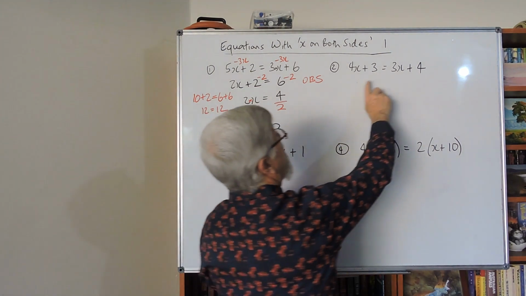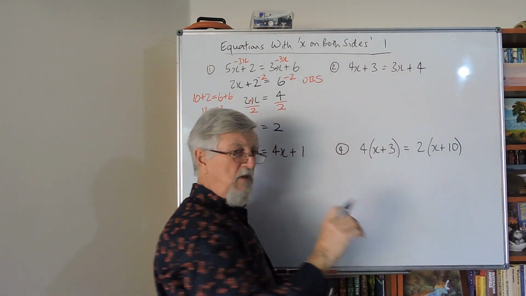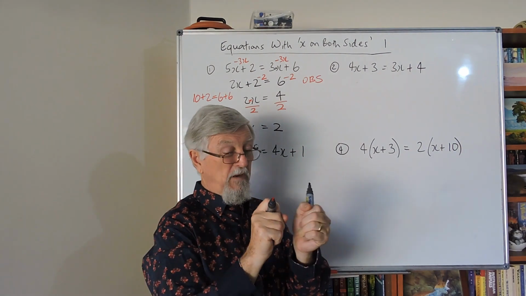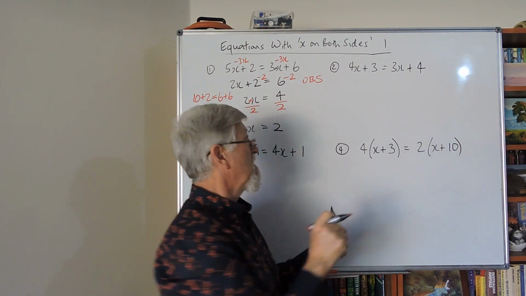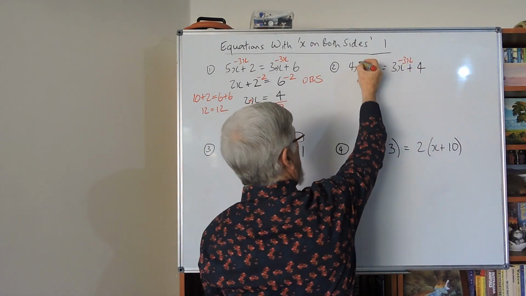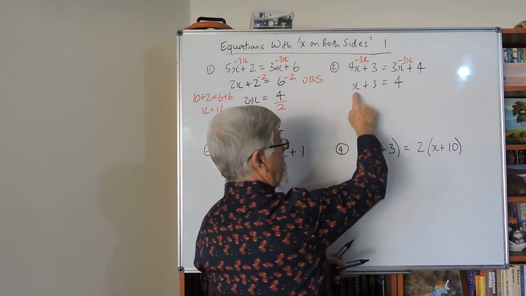So on this one over here, we want to get rid of the x on the right hand side, because there are x's on both sides. Come back to the first moment you look at an equation: x's on both sides. I want to get rid of this 3x. If I take it from the right hand side, I've got to take it from the left hand side. 4x take 3x, I'm only left with just an x.